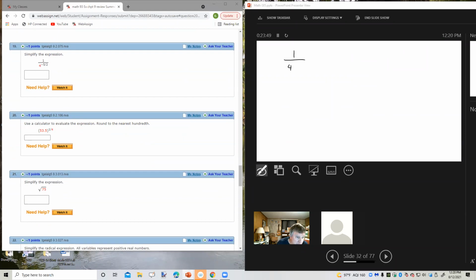1 over 4 to the negative 5/2 power would be 4 over 1 to the positive 5/2 power, or just 4 to the 5/2 power, which is 4 to the 1/2 power raised to the 5th power. Square root of 4 is 2. 2 to the 5th is 2, 4, 8, 16, 32.